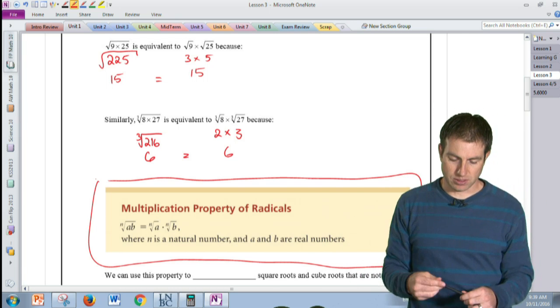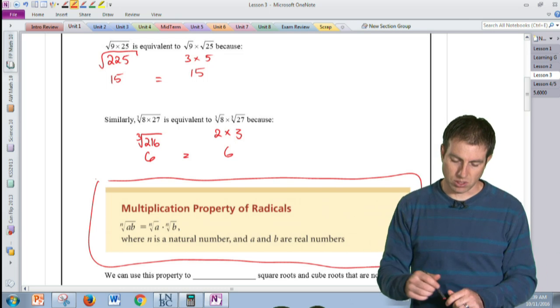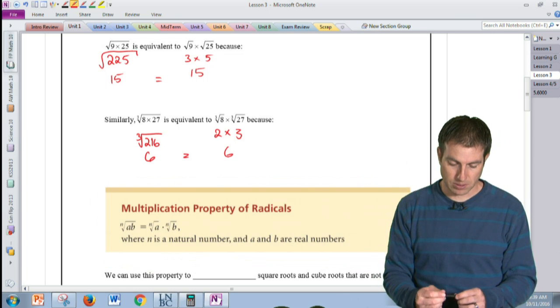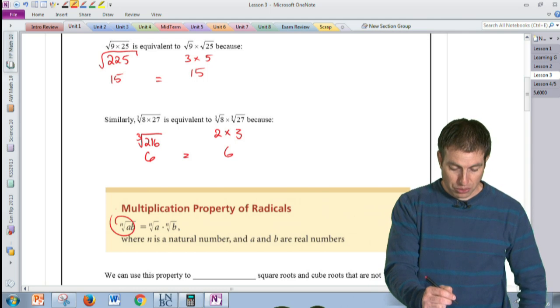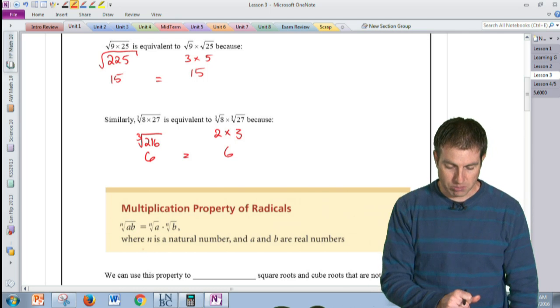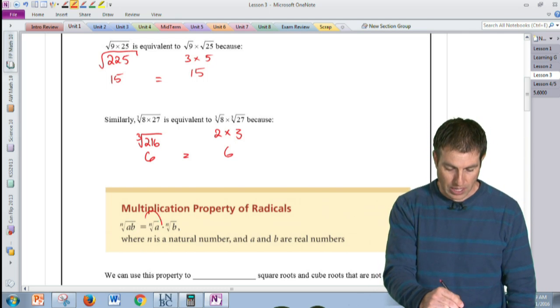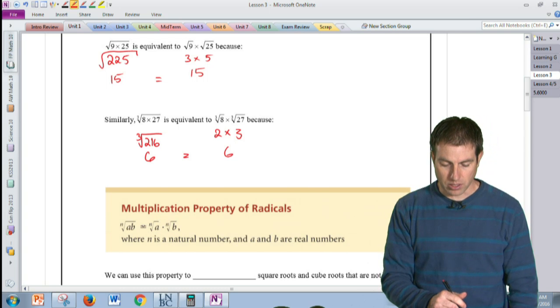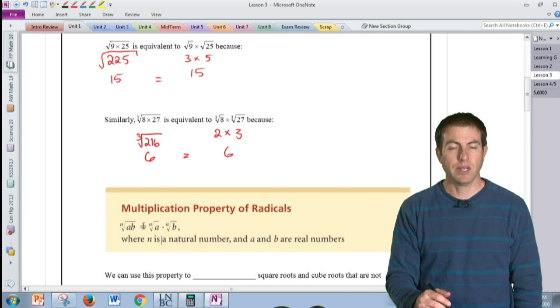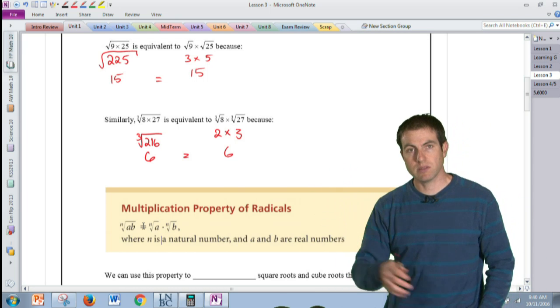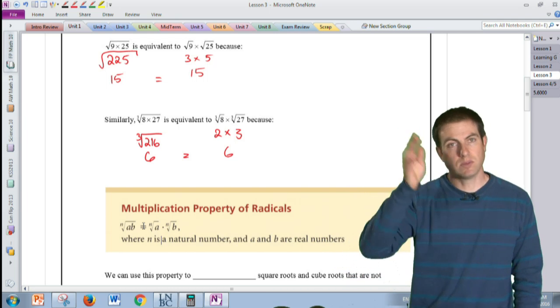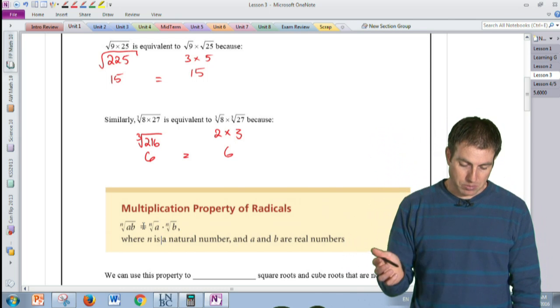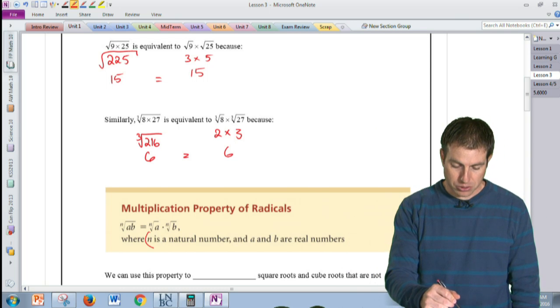This is telling us that for all numbers. So let's try to read through it and see what it means. This says the nth root of a times b is equal to the nth root of a times the nth root of b, where a and b are real numbers. So a and b can be anything. If you think about the real number system, real numbers could be negative 7.15, 17, it doesn't matter. But n has to be a natural number.